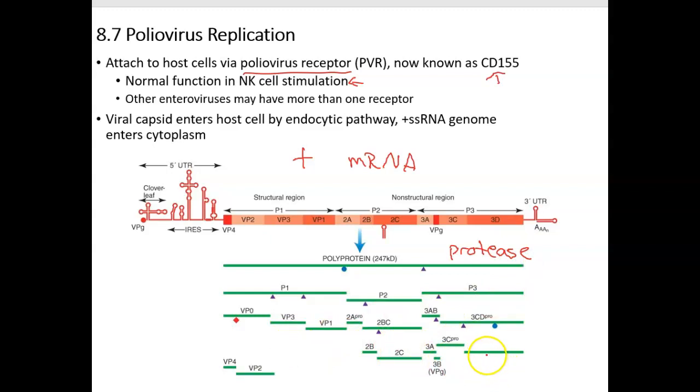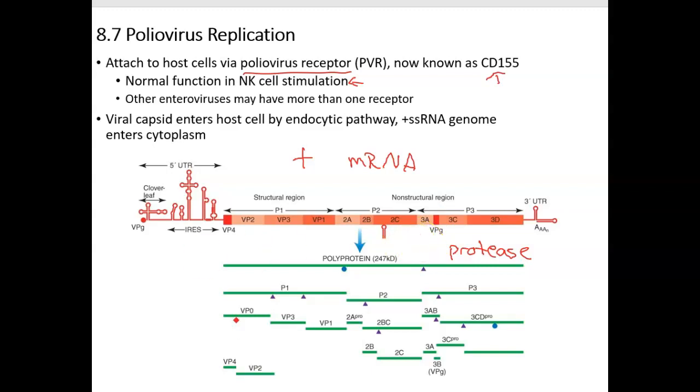So the first protease actually auto-cleaves itself out, and then it's able to cleave the rest of the polyprotein into the functional proteins. We'll talk a little bit more about the details of that. Your structural proteins are always going to be your capsid. And the non-structural proteins are proteins that are essential for replication that don't make up the capsid.